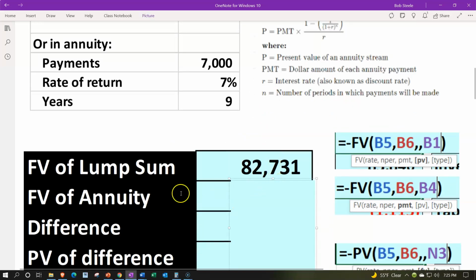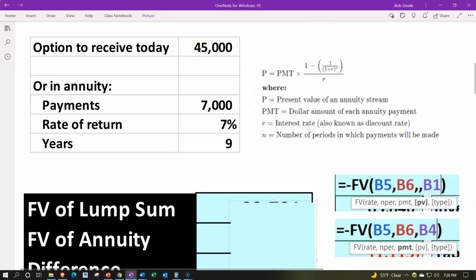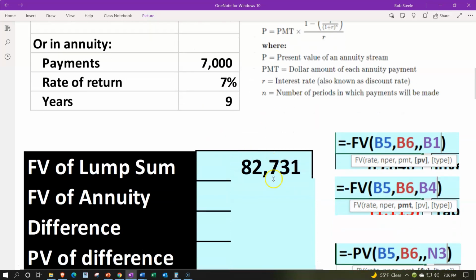We're going to say, what if we took the future value? And now we're going to start off actually with the future value of this 45,000 and say, okay, what if I took that 45,000 and invested it at a 7% return for 9 years? It wouldn't be an annuity. It would just be an investment receiving that 7%. Would look something like this.